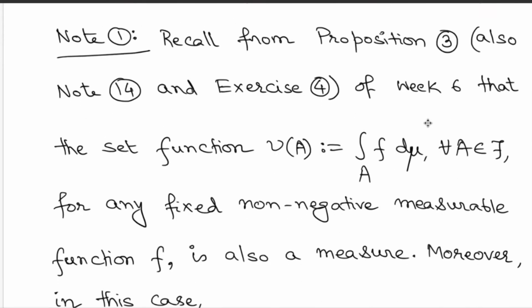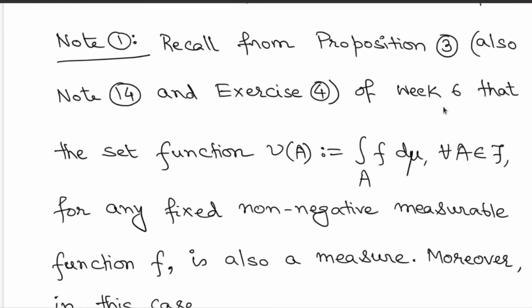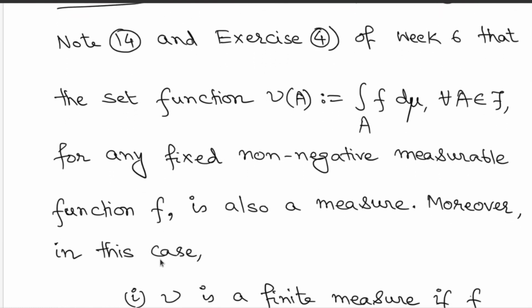Now let's first recall this result from week 6, that given any non-negative and measurable function small f, if you fix the measure mu and fix that measurable function f, but vary the sets over which this integration is being conducted, you are going to get back a measure, right?